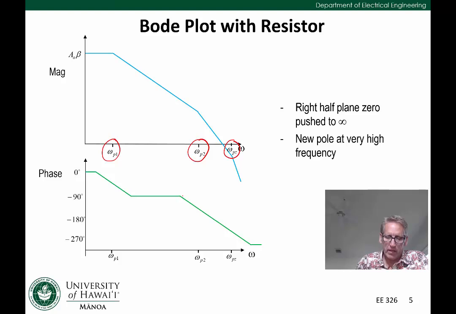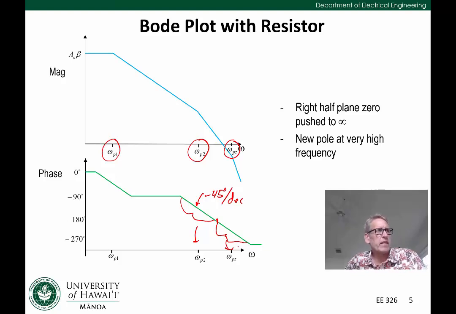And so if we look at our Bode plot, depending on the separation of these poles, omega p2 and omega pz, we're still going to have this minus 45 degrees per decade roll-off. This section here is from omega p1, and this section here is from omega pz. So we pushed the right half plane zero basically out to infinity, but we did add a new pole, but this new pole tends to be at high frequency.